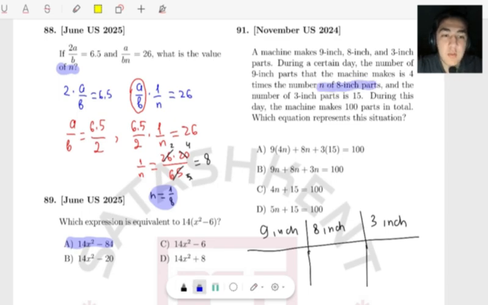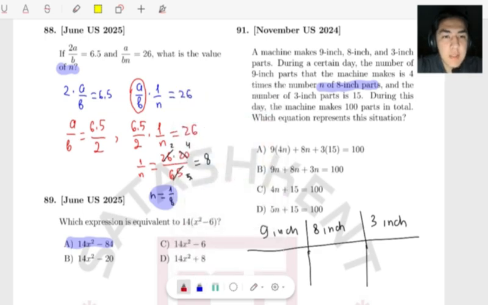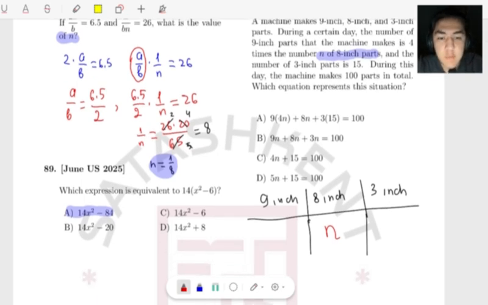So here, guys, you have to understand what the question says. For example, here it is not saying that your number of parts on the 9-inch is n. No, it says that the number n is 8-inch parts. It means that n should be here. And look at the first part here, 9-inch parts that makes 4 times, guys, 4 times of 8-inch. It means that you have to multiply n by 4, so that you will get 9-inch.